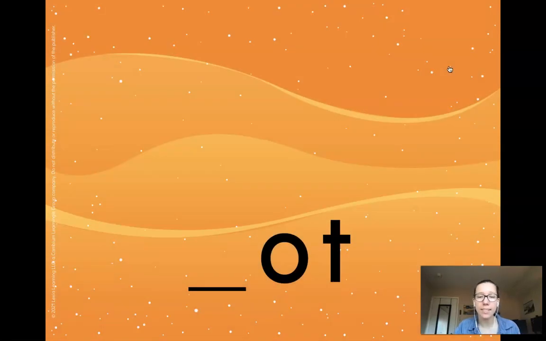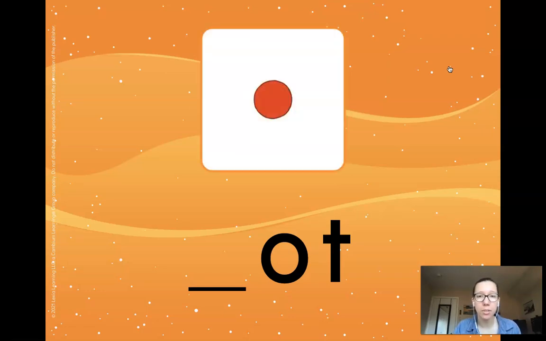Here we have a word that ends in ot, O-T, and we're missing our beginning sound. The picture shows a dot. We know that the word dot has the sounds o-t in the middle and the end, so what sound do we hear at the beginning? Dot. Very good. The first sound in dot is D. Friends, can you tell me what letter says D?